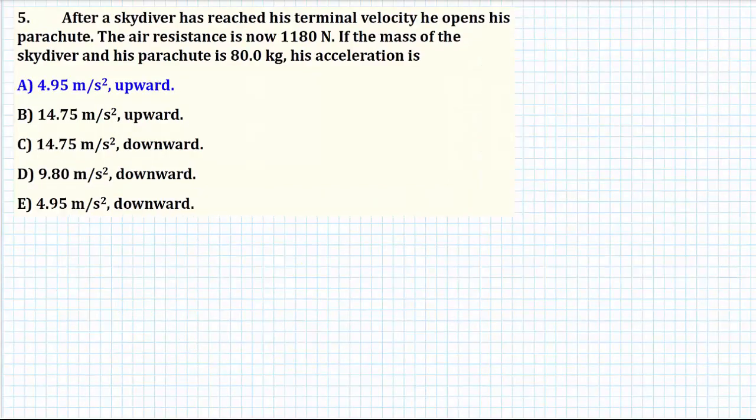Okay. After a skydiver has reached his terminal velocity, and we know the terminal velocity is the maximum velocity that the object can reach while falling in the air under the effect of its weight and air resistance together, then he opens his parachute. The air resistance is now 1,180 Newton. If the mass of the skydiver and his parachute is 80 kilogram, then find his acceleration.